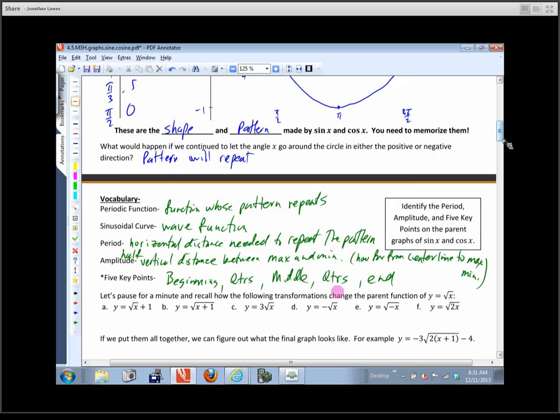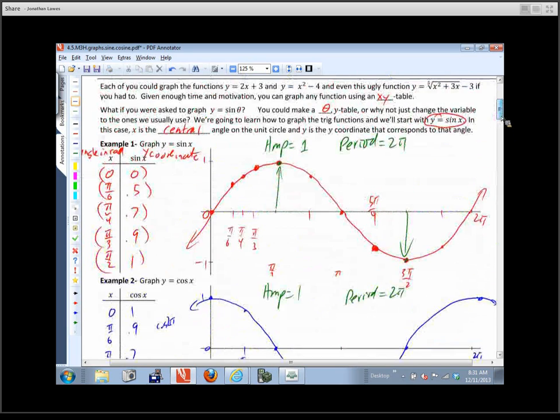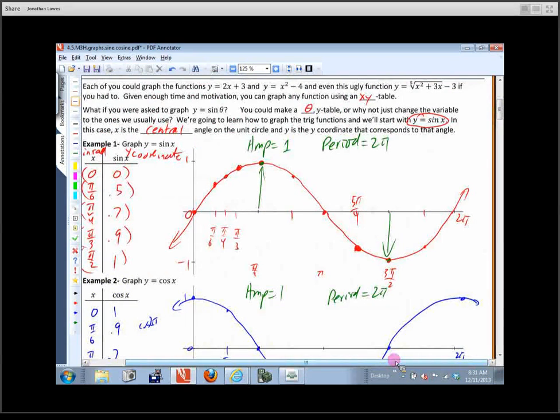So let's come back up here and identify these. If we're talking about the sine function, here are the 5 key points. I'm going to put a big fat black mark right here. There's the beginning. Here's the middle, and here's the end. Those are 3 of the key points on the sine function.